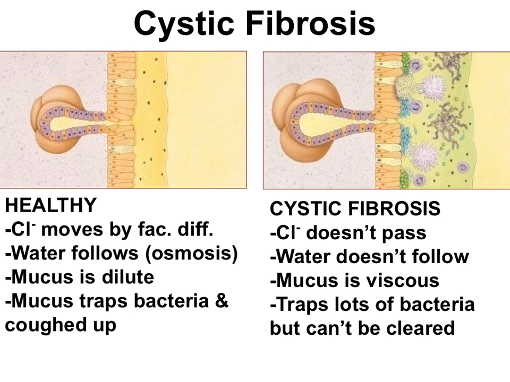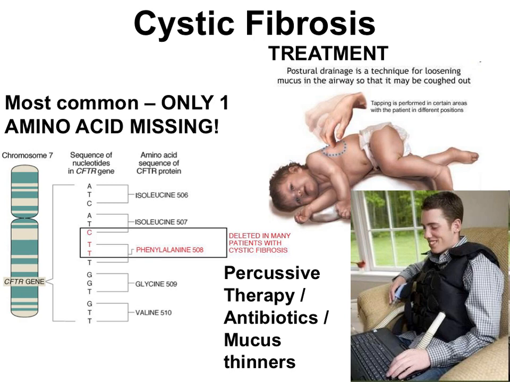When the chloride channel is mutated, however, chloride ions don't move. So water doesn't follow by osmosis, and the resulting mucus is really thick and viscous. Now, bacteria still get trapped, but the mucus is so thick that it can't be easily coughed up. So the mucus creates this perfect environment for bacteria to grow out of control and cause infections, and that's a bad thing.